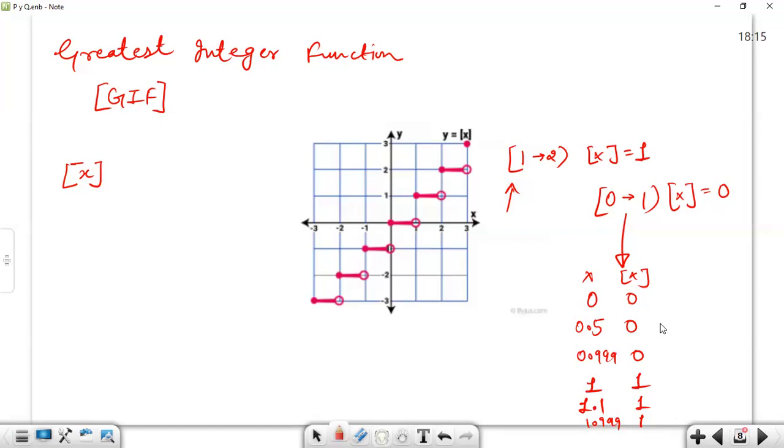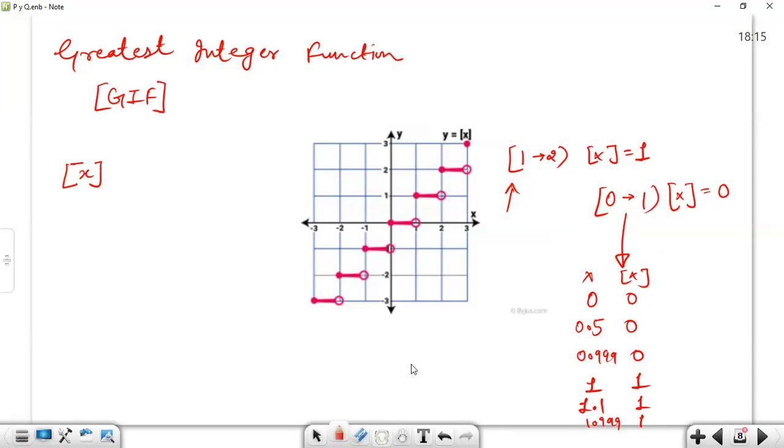You get the gist, you got the hang of it, that you are just taking the integer out of the positive number, right? Is this clear for positive x? Yes, sir.